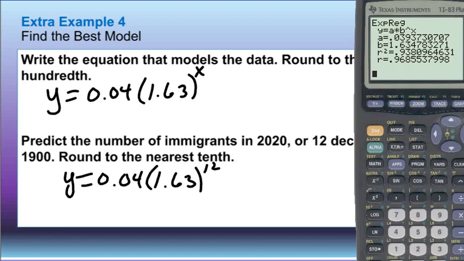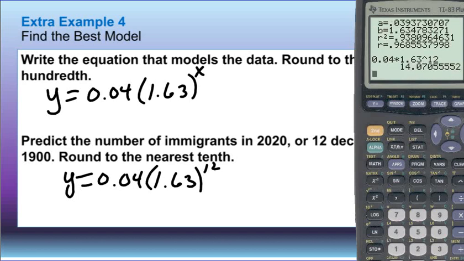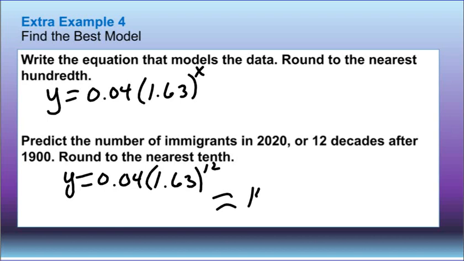Now if I do that on my calculator, 0.04 times 1.63 raised to the 12th power gives us an answer of 14.07. To the nearest tenth would be 14.1. And this would be in millions. So that is our lesson on modeling and curve fitting.